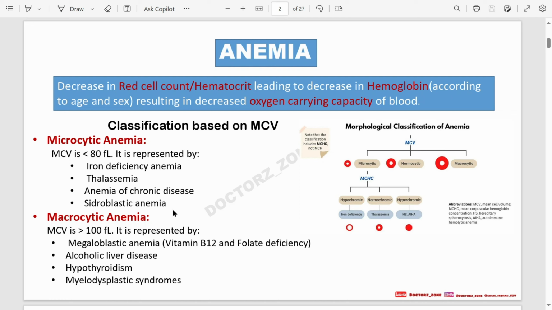Second type is the macrocytic anemia, in which MCV is greater than 100 femtoliter. And which type of disease is causing this type of anemia? These are the megaloblastic anemia, which is due to vitamin B12 deficiency and folic acid deficiency, alcoholic liver disease, hypothyroidism, and myelodysplastic syndrome.